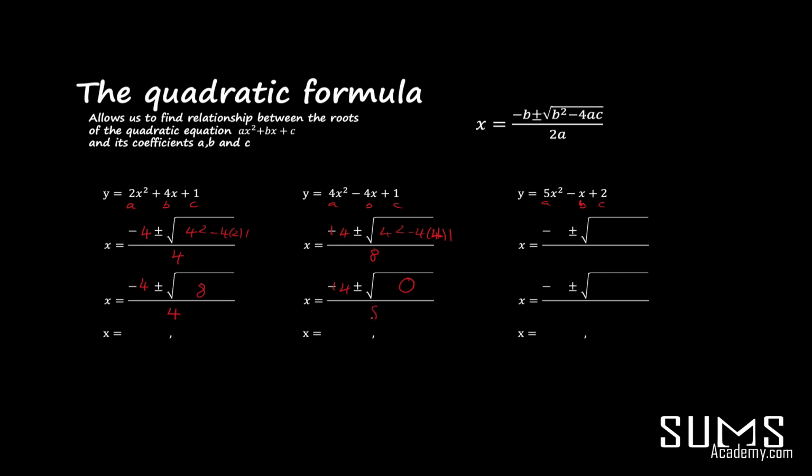All over 8, and for the last one, again you have minus 1, and then you have 1 minus 1 squared minus 4 times 5 times 2, so that becomes 1 minus 4 times 5 is 20 times 2 is 40 minus 39. Okay, all over, and 5 times 2 is 10.